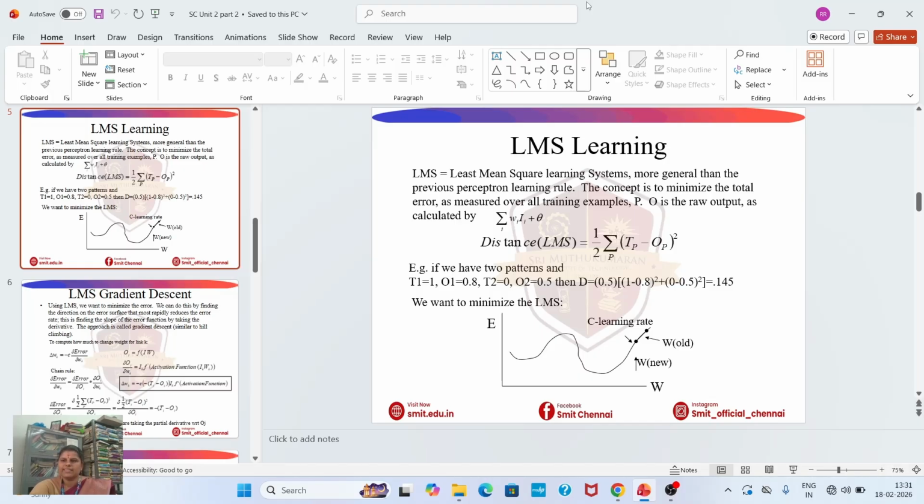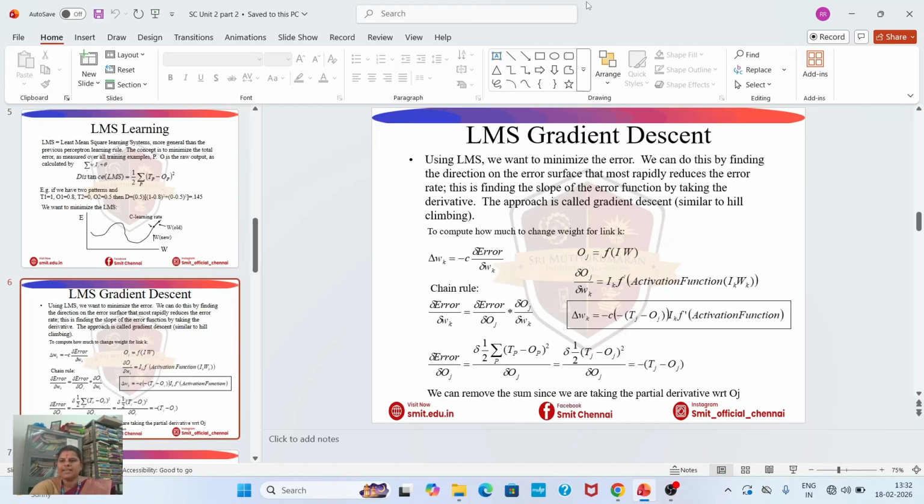The graph shows weight on the x-axis and error on the y-axis. The curve shows how error changes with weight. W old is the current weight, W new is the updated weight, and C is the learning rate. The algorithm moves the weight downhill on the curve toward minimum error. This process is called gradient descent. To update the weight: W new equal to W old minus the learning rate times the slope, the gradient.